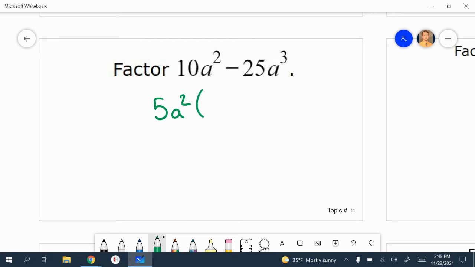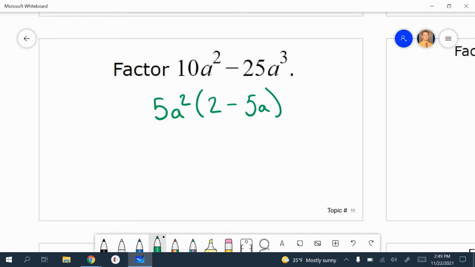And that would leave me with a 2. I would pull all of the a's out of there, so there would be none left. And then on the second part, if I pulled out a 5, I'd be left with a -5. And if I pulled two of the a's out, there would only be one a left. So that problem is actually finished.